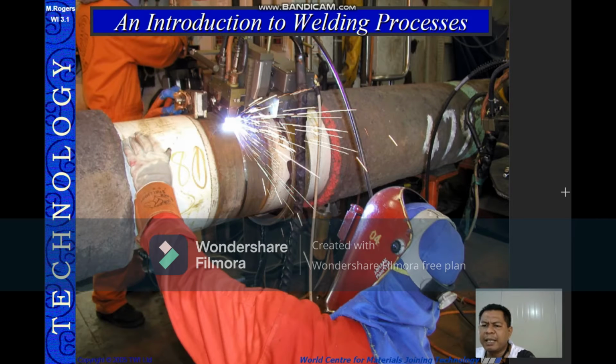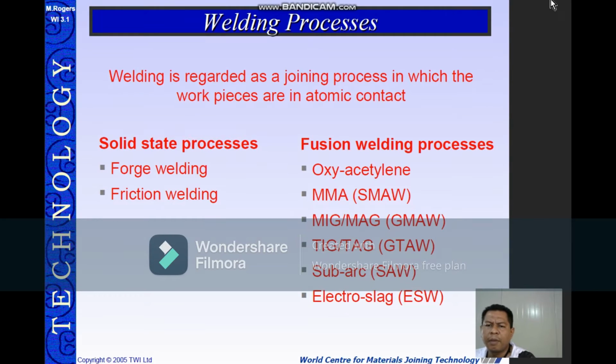This picture is an example of people doing welding. This is the welder. This is the melting. This is the pipe. So the welding process is regarded as a joining process in which the workpieces are in atomic contact. So the processes become two.